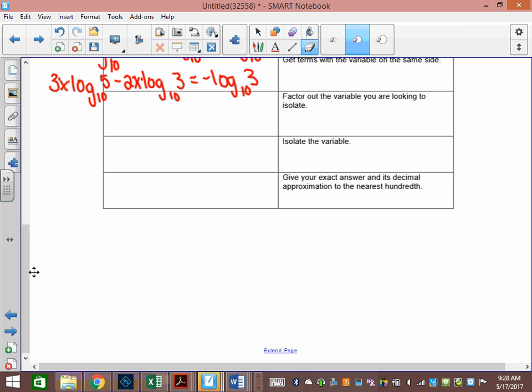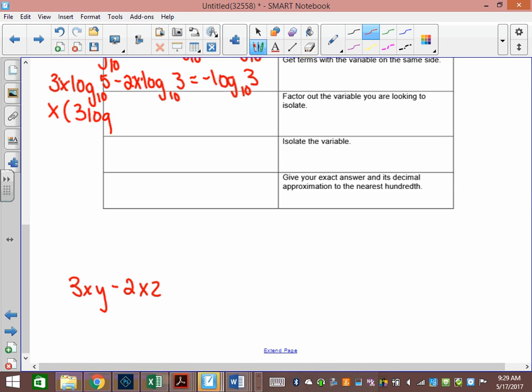I'll go 3xy, the y being log base 10 of 5, minus 2xz, z being log base 10 of 3. What could I take out of those? Nope. Just an x, right? It's the exact same thing here, except log base 10 of 5 is the y, and the log base 10 of 3 is the z. It's the same thing. I can take an x out of there. Do you see it? It's way easier to spot it here than it is to spot it there. So take an x out. And then you're left with 3 log base 10 of 5 minus 2 log base 10 of 3 equals negative log base 10 of 3.